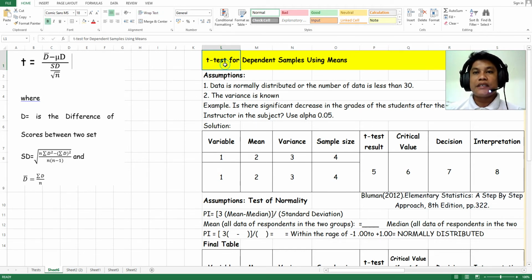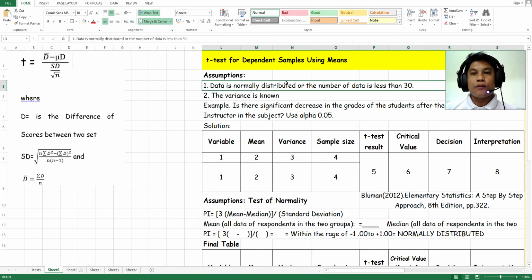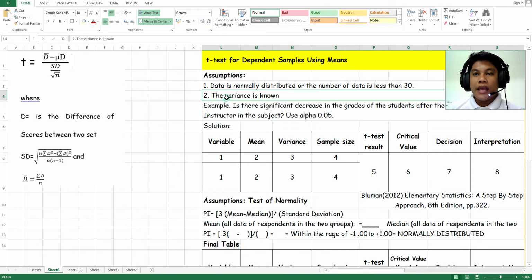So we have to consider first, the same as with the other statistical tests for parametric, that there are still assumptions to be considered before we administer the t-test. If the assumptions are not met, then we will use the non-parametric test corresponding to this t-test for dependent samples using means. So the assumption first is, again, the data is normally distributed, or the data set is less than 30. And the variance is known. Of course, we can compute that using the numbers given.